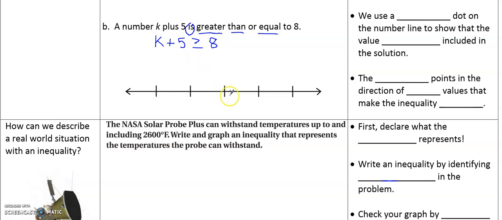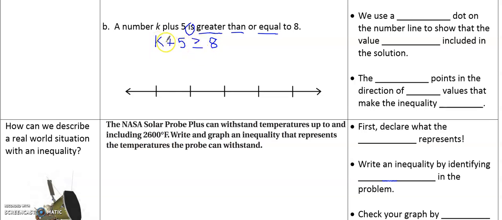Well, I could put 8 here, but we can't because we have to think of the numbers that k can be. Could k be 5? Is 5 plus 5 greater than or equal to 8? Yeah, because 5 plus 5 is 10. Now let's go down. What's 4 plus 5? That's 9. Is that greater than or equal to 8? Sure is. How about 3 plus 5? Is that greater than or equal to 8? It is. It's not greater than, but it's equal to.